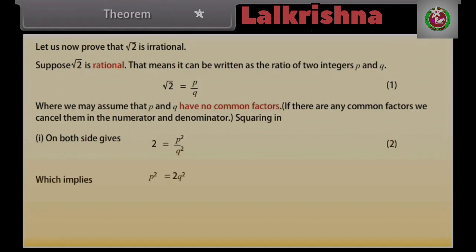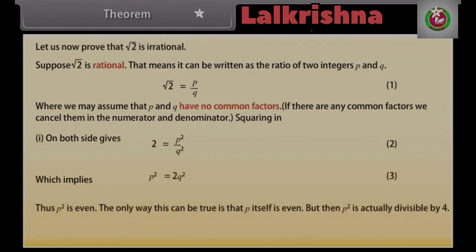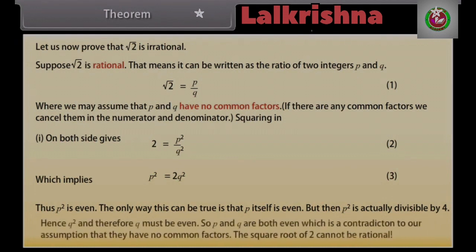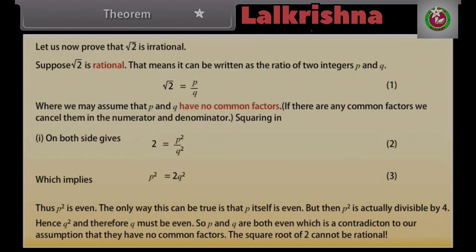Squaring both sides in 1 gives 2 is equal to p square upon q square, equation 2, which implies p square is equal to 2q square, equation 3. Thus, p square is even. The only way this can be true is that p itself is even. But then p square is actually divisible by 4, hence q square is even, and therefore q must be even. So p and q are both even, which contradicts our assumption that they have no common factors. The square root of 2 cannot be rational.